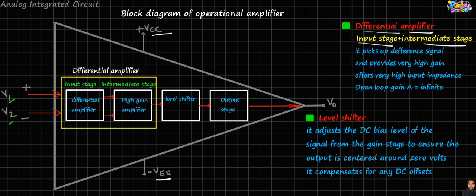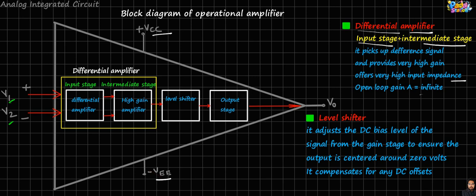Okay. So what is the task for this differential amplifier stage? It picks up the difference signal and provides very high gain, and it offers high input impedance. Okay, and this input impedance is very high. What are the advantages of input impedance? We have discussed in the first video, and in the third video also we'll be studying the input impedance, and there we are going to write the equation for input impedance and input resistance.